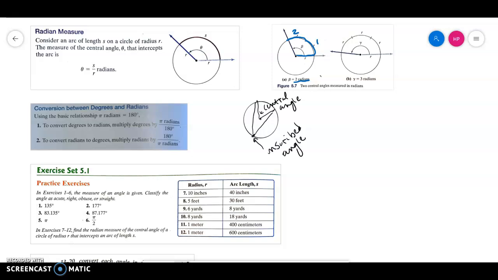The same thing happens here. If I take the length of my radius here and then I wrap it around to see how many times it fits, it's 3 times. And you can see that 3 is almost halfway there. So recognizing just what a radian is, this formula, theta is S divided by R, and then the conversion.